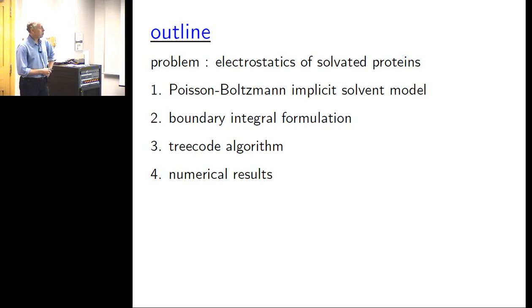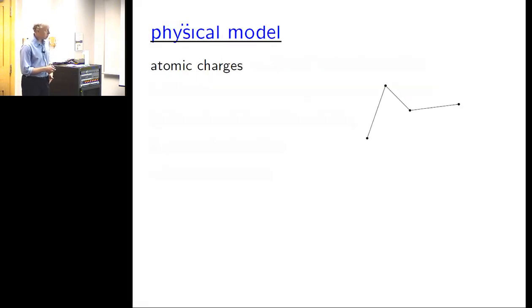I'm going to do a boundary integral formulation. I'll explain about that. And then to accelerate the numerical solution, we use a Treecode algorithm. This is used to compute long-range interactions accurately and efficiently. And I'll be presenting numerical results. So let me begin with the physical model. And I'll encourage questions at any point, please.